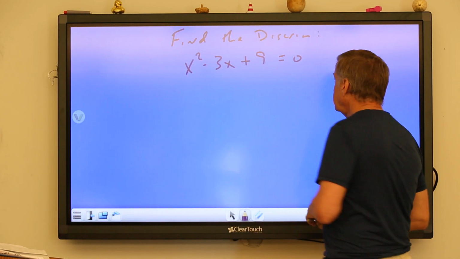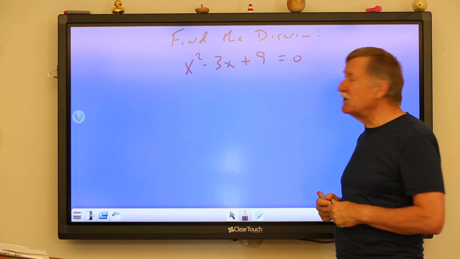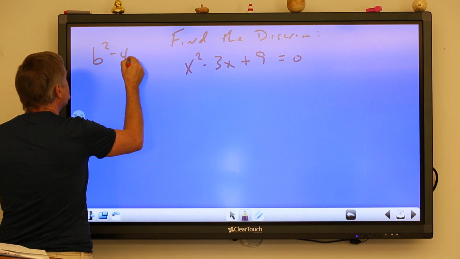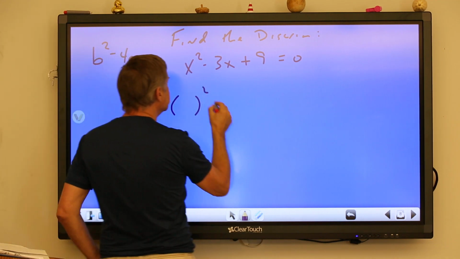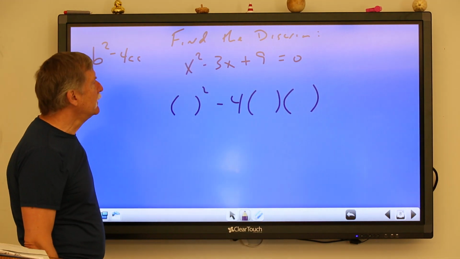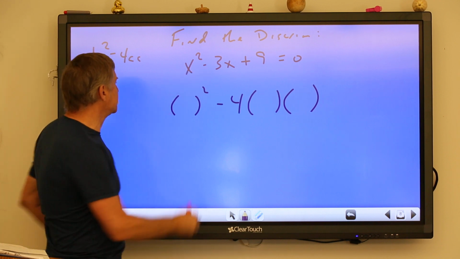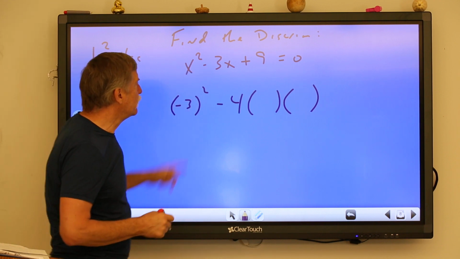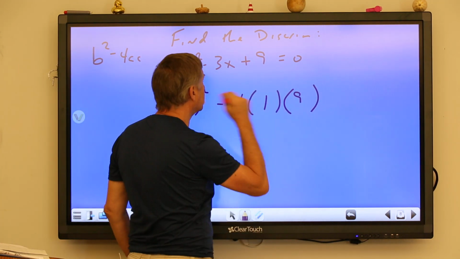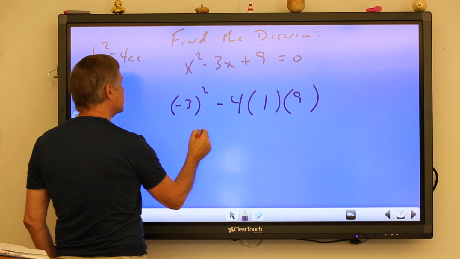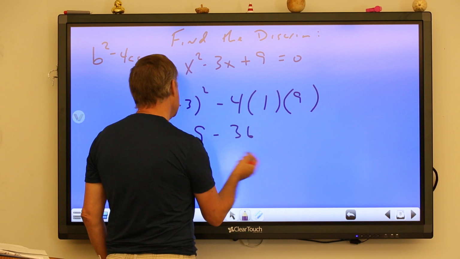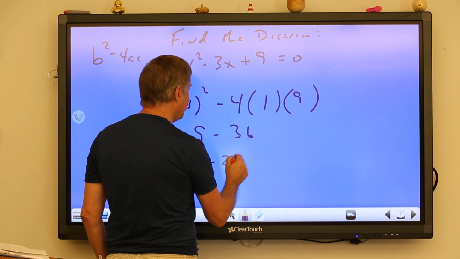All right? So you'll see things like find the discriminant. Recall we're looking at b squared minus 4ac. So empty parentheses squared minus 4, empty parentheses would be a good way to start. We figure out b is minus 3, that goes in here, a is 1, and c is 9. And so minus 3 squared, 9, minus 4 times 9, minus 36. And so the answer is minus 27.